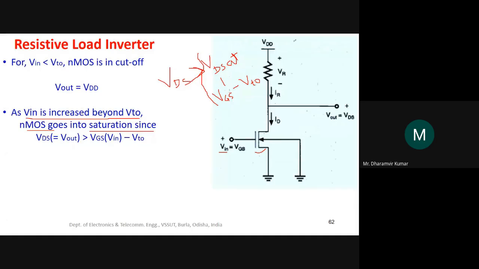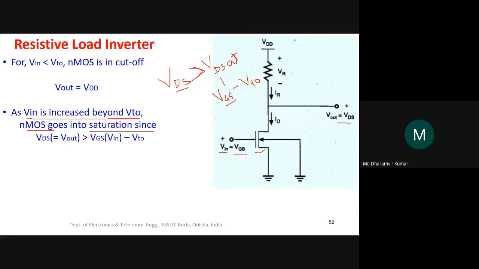And for this case, this is actually satisfying. How? Let us see. VDS is what? VDS is this output voltage, Vout. And VGS is what? VGS is equal to the input voltage, Vin.